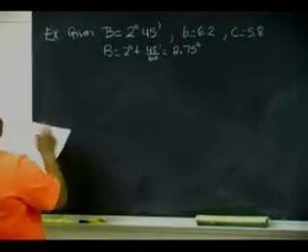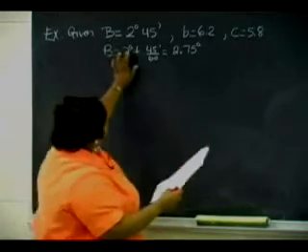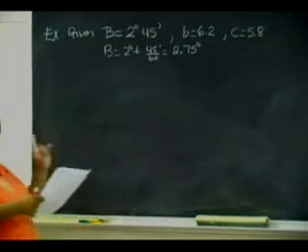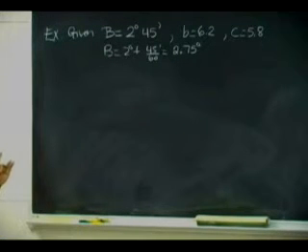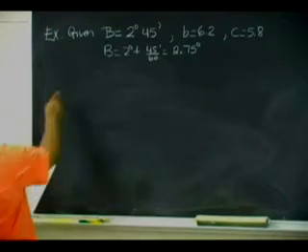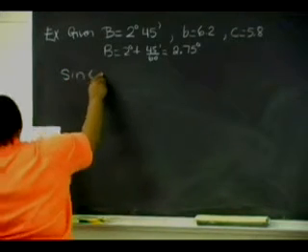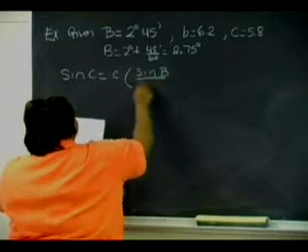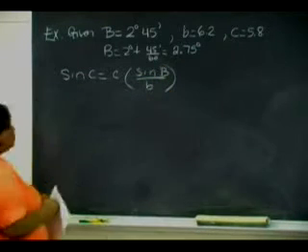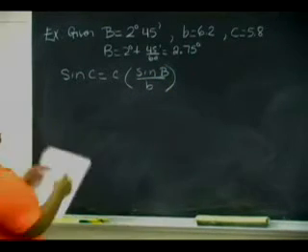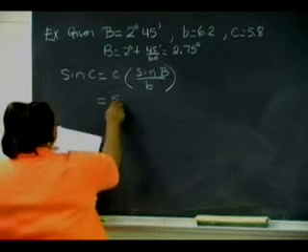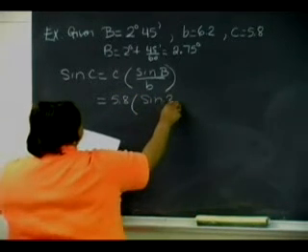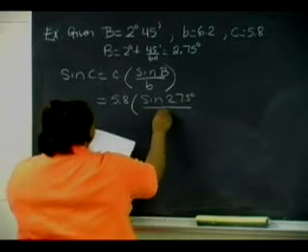Okay. So now I have big B, little b, and little c, which means I can find big C. Sine of big C is little c times sine of big B over little b. Put my components in, 5.8 sine of 2.75 degrees all over little b.